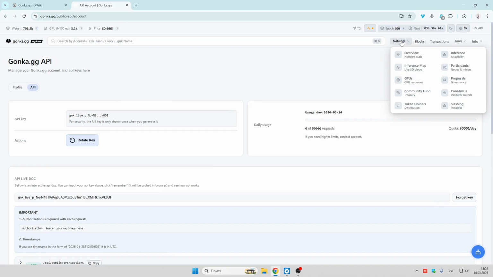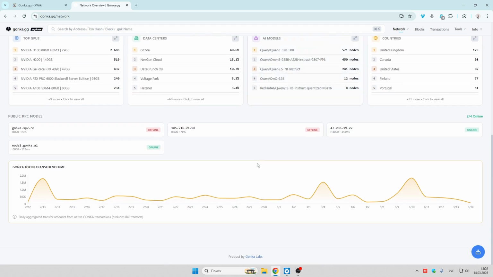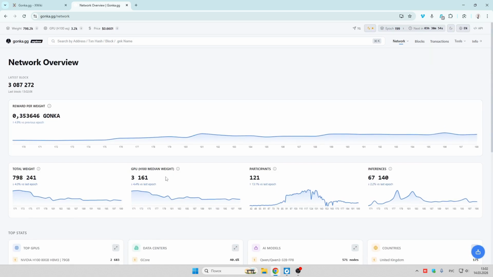So we'll go through everything step by step. So here is the basic information about what's happening, let's say, with the network. This is a very interesting metric. It shows how many rewards are distributed to each participant per unit of network weight, meaning the miners. They have equipment, and this equipment has a certain weight. For each unit of weight, this is how much they receive.